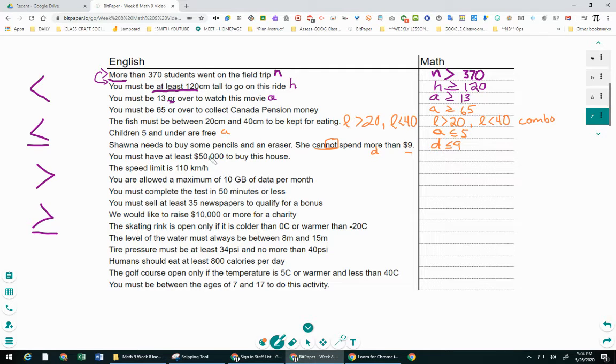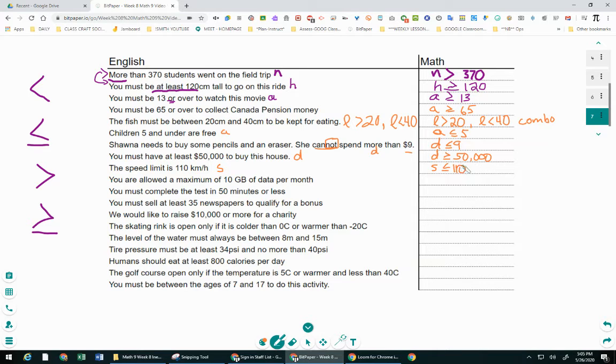You must have at least $50,000 to buy this house. That's really a deposit in real life mortgages, but D for dollars, D for deposit. Dollars must be equal to at least 50,000, or it can be more. It can be greater than. Your speed limit, let's use S for speed. The speed limit, you can be less than 110 or you can equal 110.